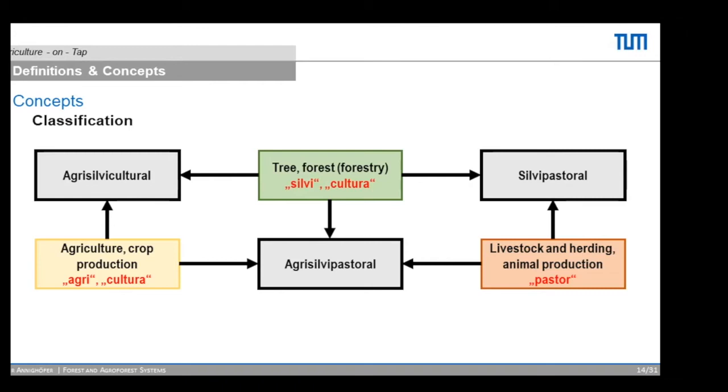And as you can see, in all these systems, as the definition suggests, the woody component somehow has to be included. That makes the system an agroforestry system.